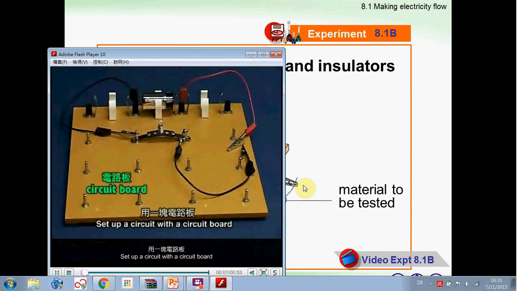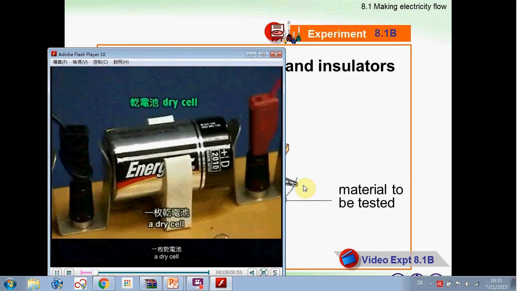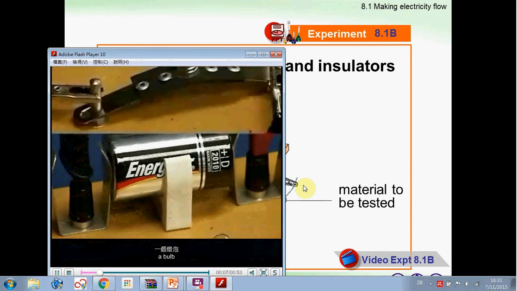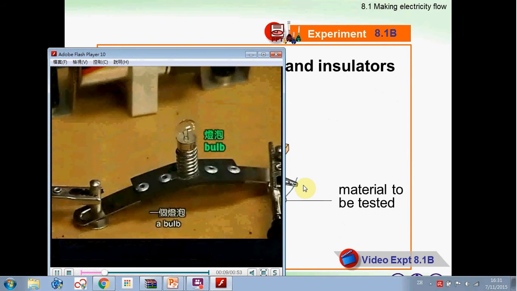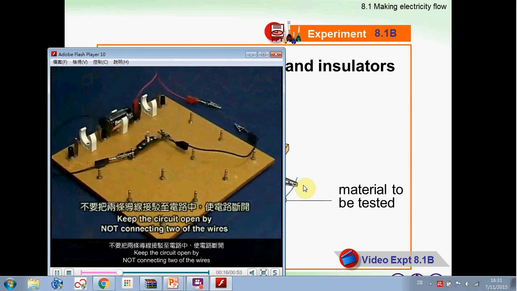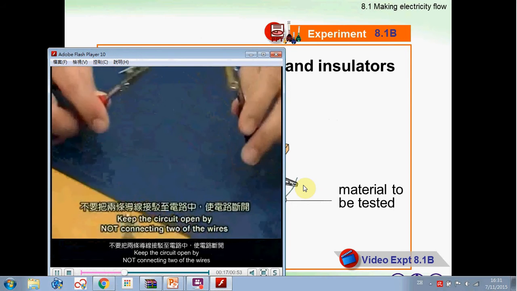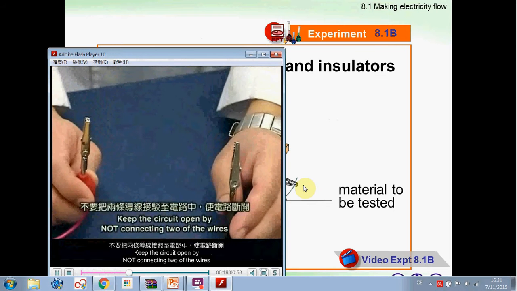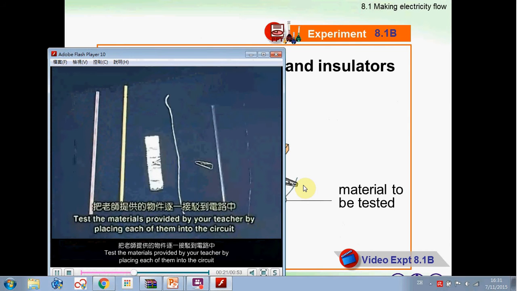Set up a circuit with a circuit board, a dry cell, a bulb, and 3 wires. Keep the circuit open by not connecting 2 of the wires. Test the materials provided by your teacher by placing each of them into the circuit.